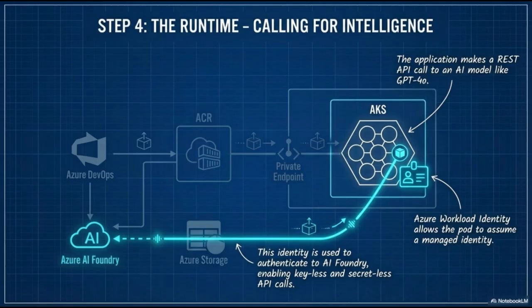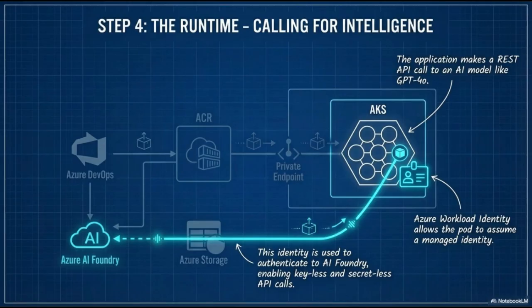In Step 4, we examine the runtime phase, where the application actively calls for intelligence. At this stage, the application is deployed and running with an Azure Kubernetes Service, or AKS. To leverage advanced capabilities, the application makes a REST API call to an AI model, such as GPT-4o, hosted in Azure AI Foundry. To ensure this communication is secure and streamlined, we utilize Azure Workload Identity.